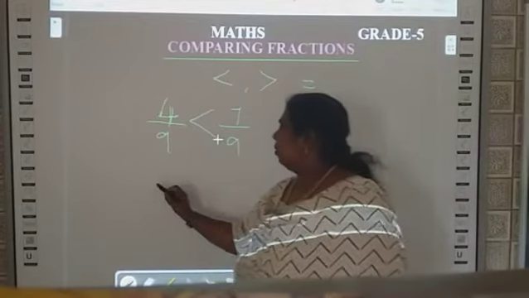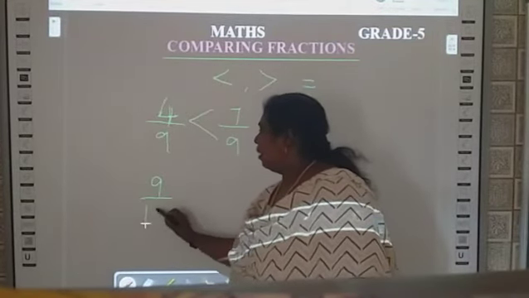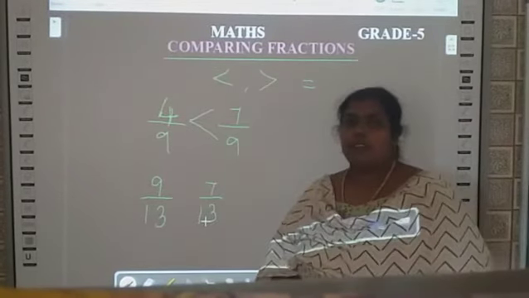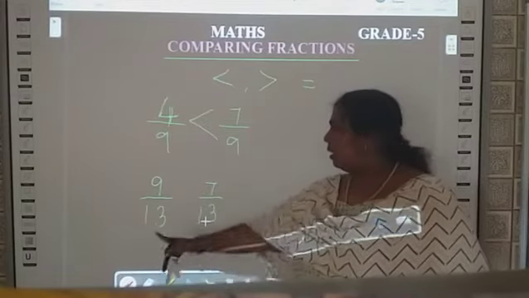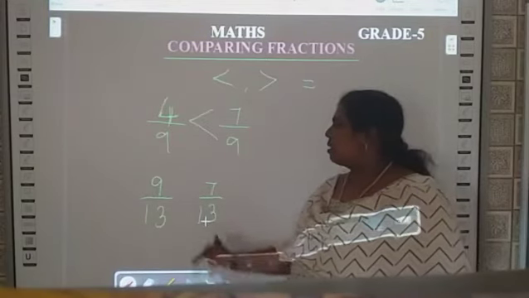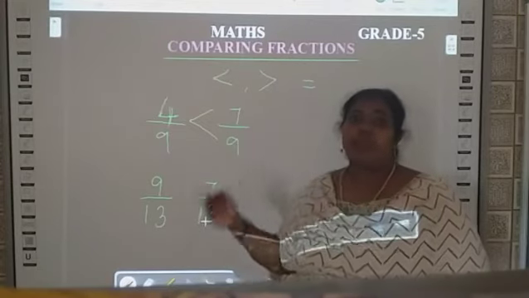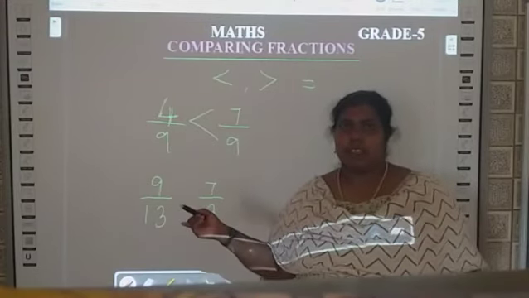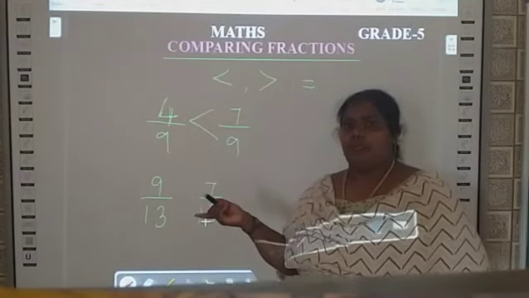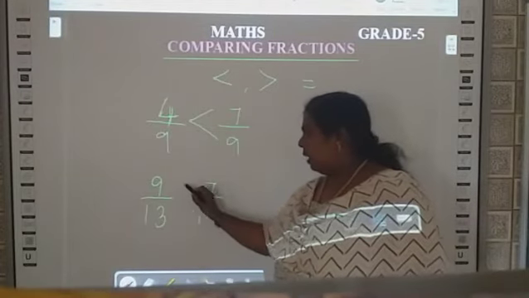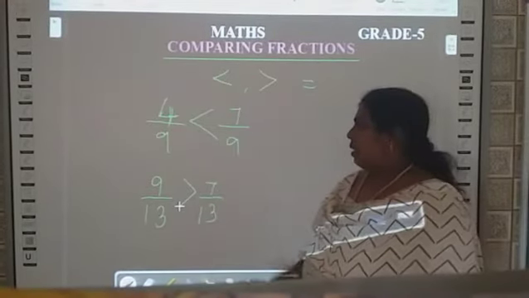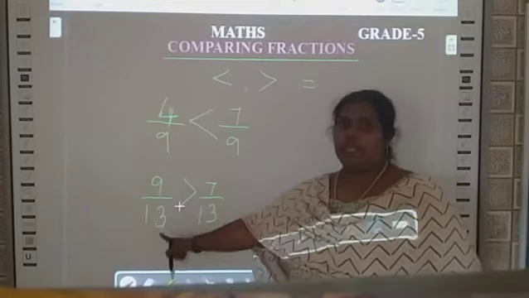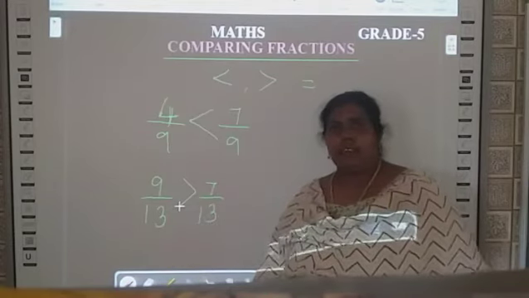See the next example, 9 by 13, 7 by 13. Here which is the greatest value, 9 or 7? The denominator is equal, isn't it? So this is a like fraction. So you have to compare the numerator only. In the numerator the greatest value is 9. So which symbol can we use here, less than or greater than? Greater than, right? 9 is greater than 7. So 9 by 13 is greater than 7 by 13. Right?